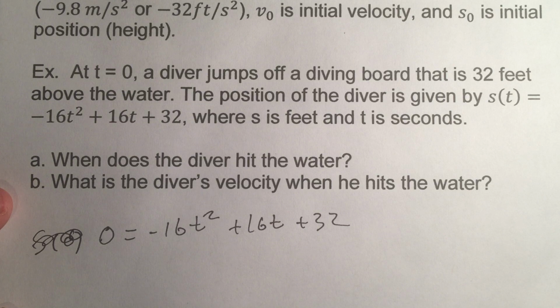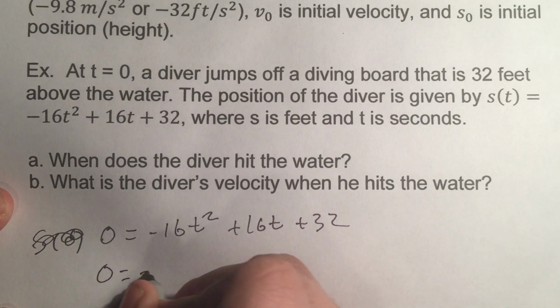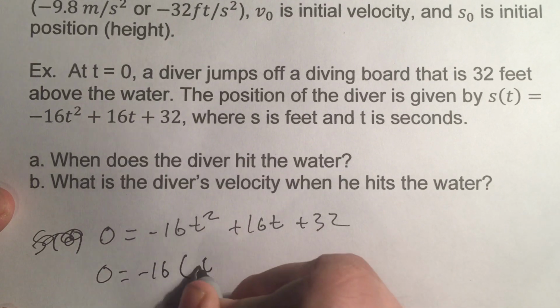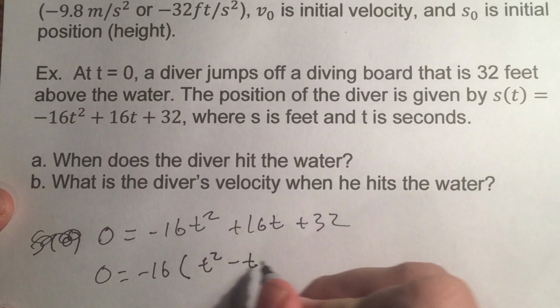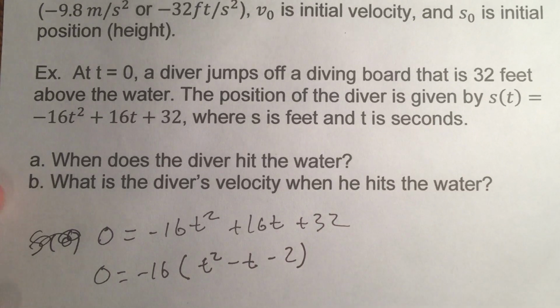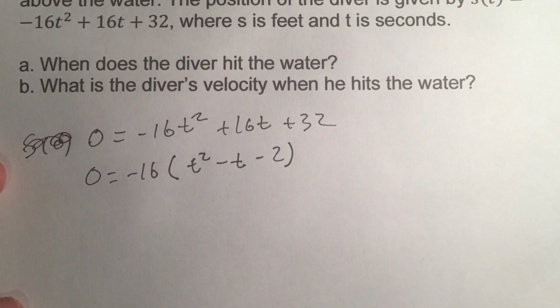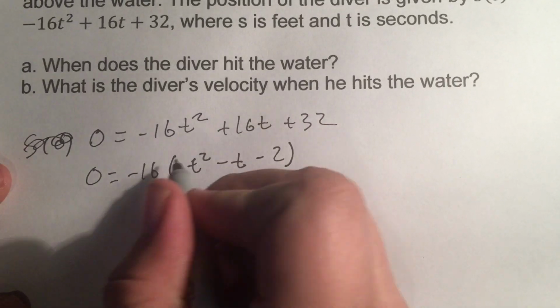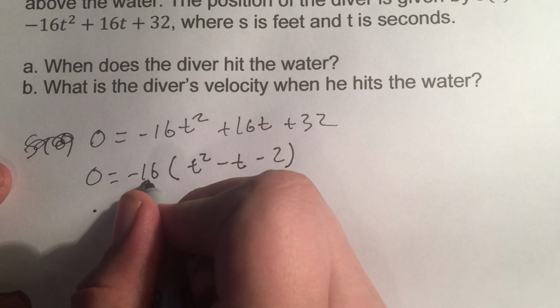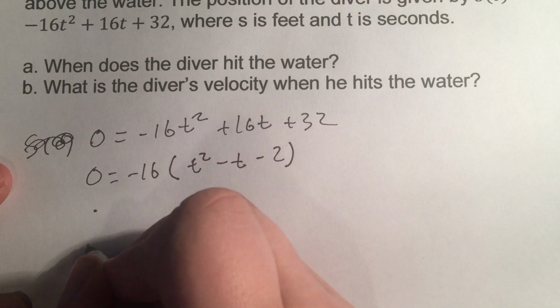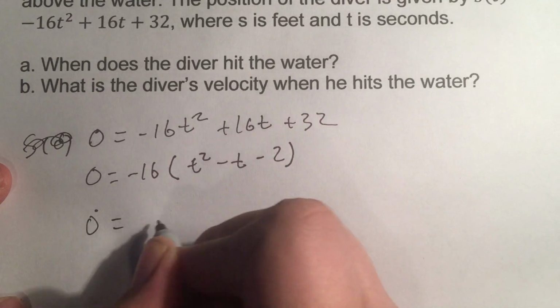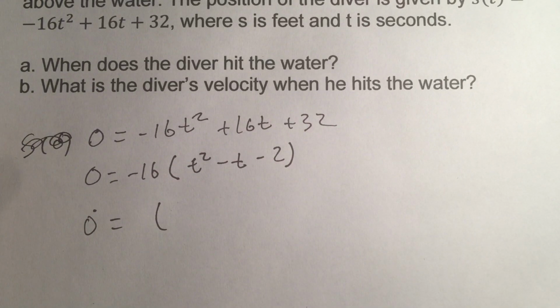So we're going to factor this. First thing we're going to do is pull a common factor of negative 16 out. So 0 would equal negative 16 times, inside here, t squared minus t minus 2. A lot easier to factor out from there. So we could divide this negative 16 over. 0 divided by negative 16 is still 0. So we can really drop that part.